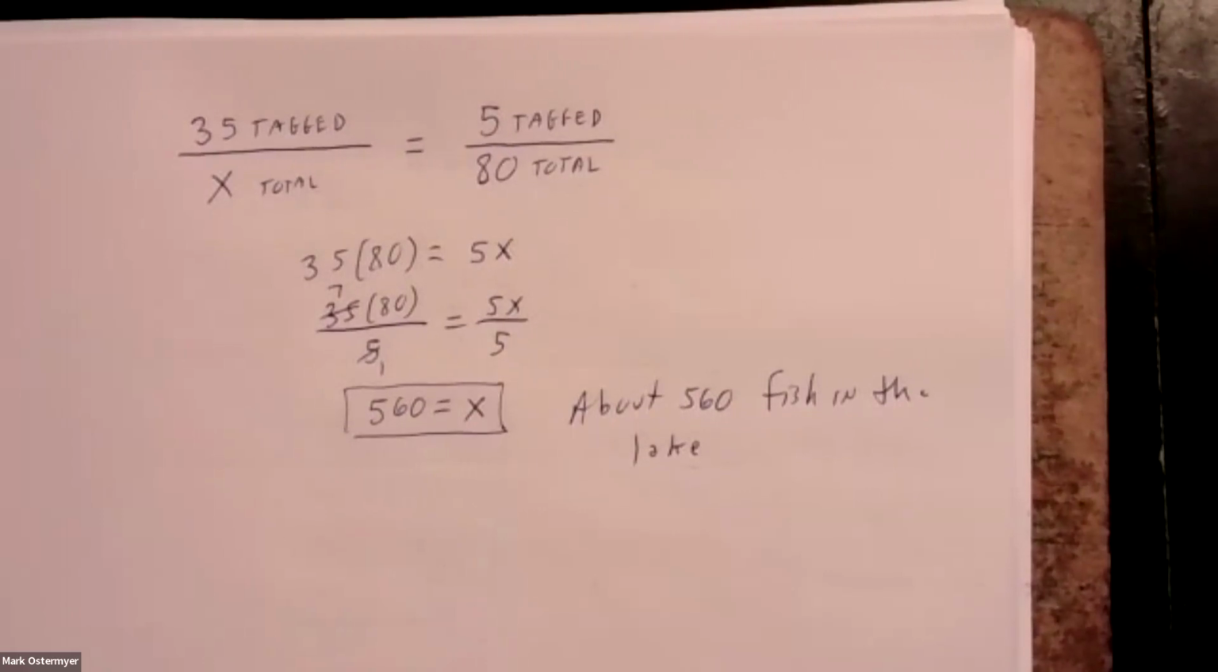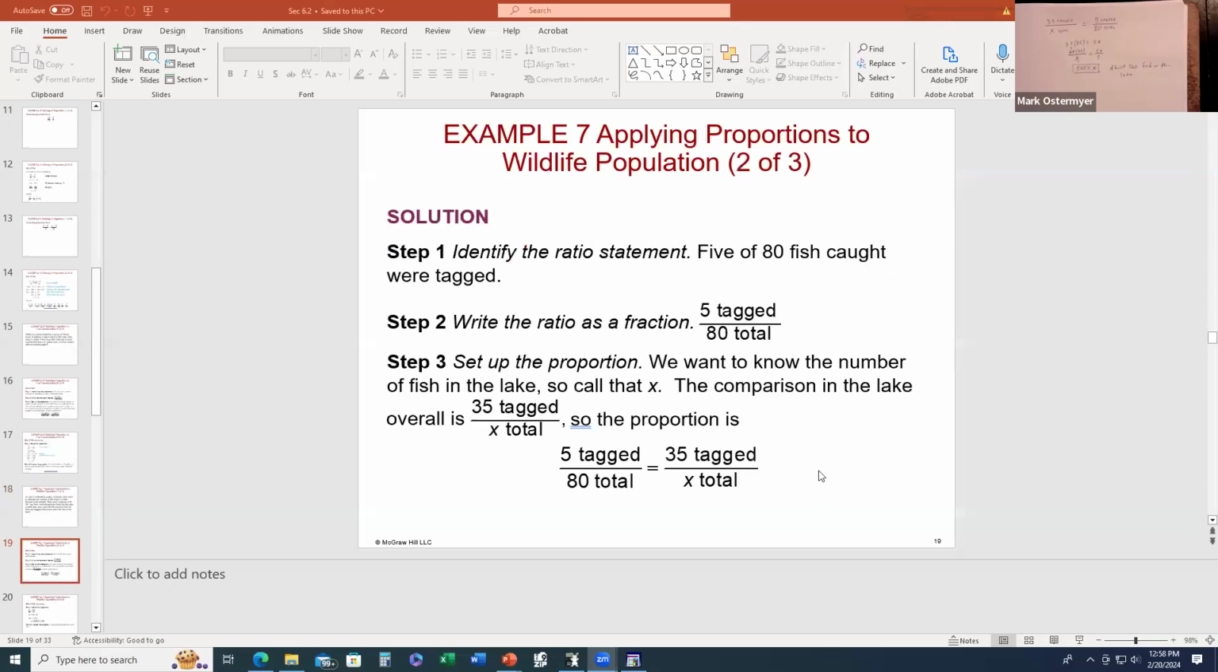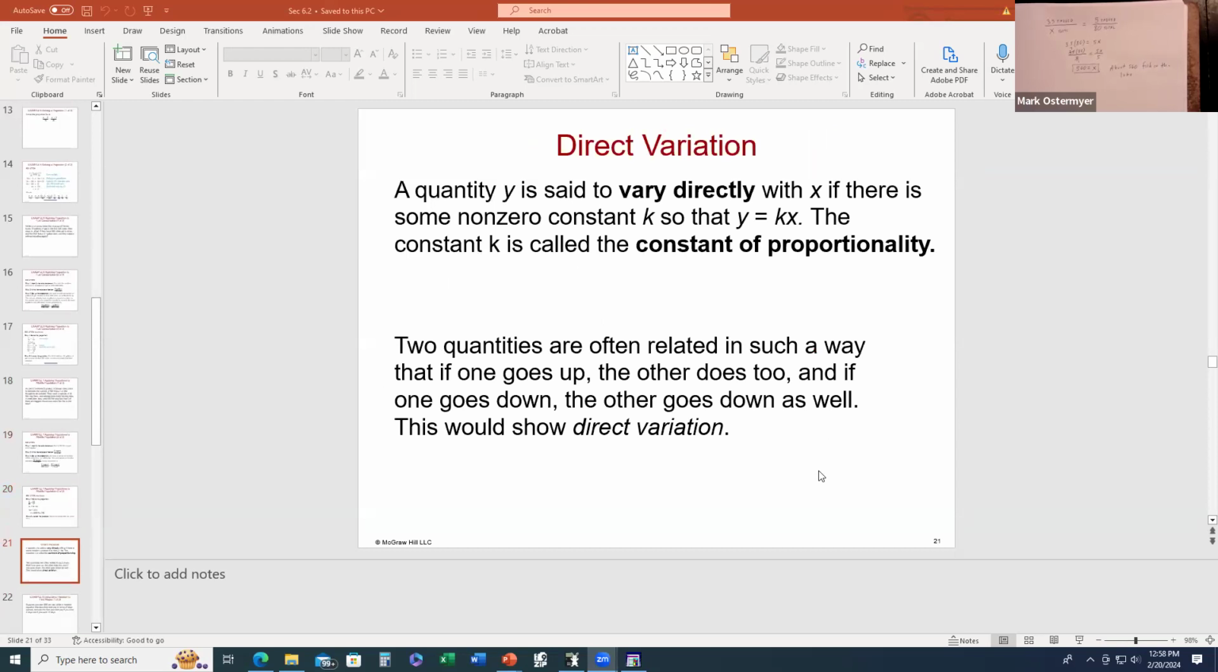Now, the key assumption is that this lake does not have any rivers leading into it or out of it into some bigger body of water. That's the key assumption. Any questions how we did that problem? All right.